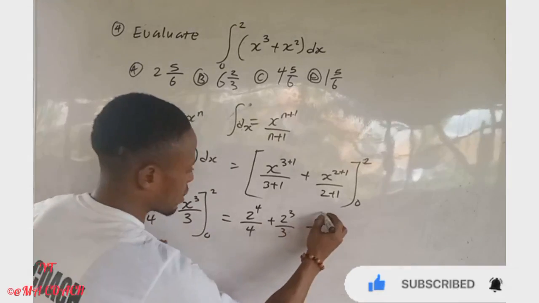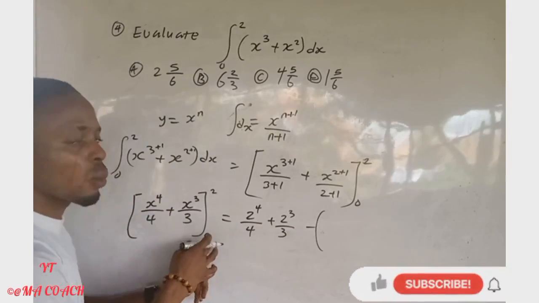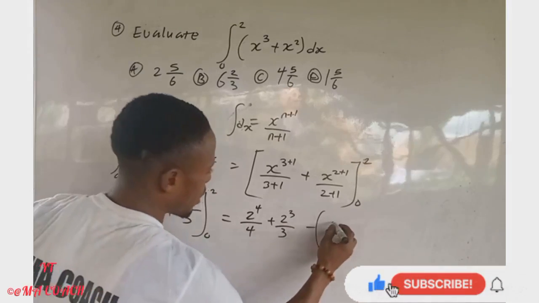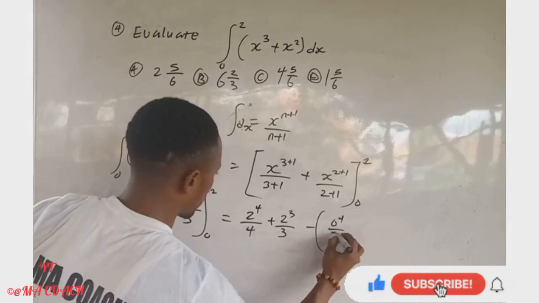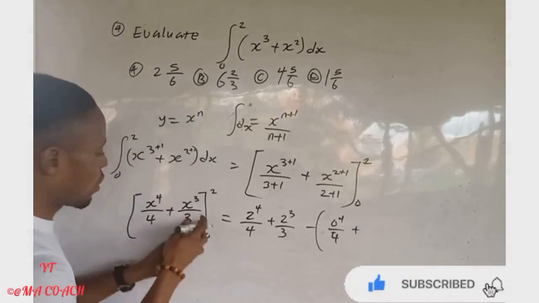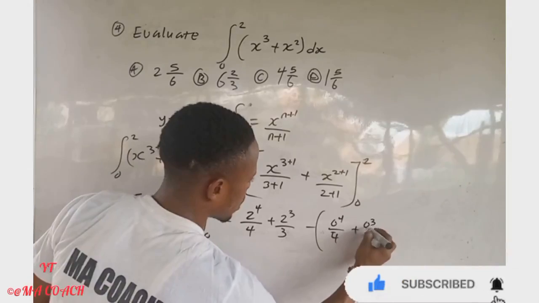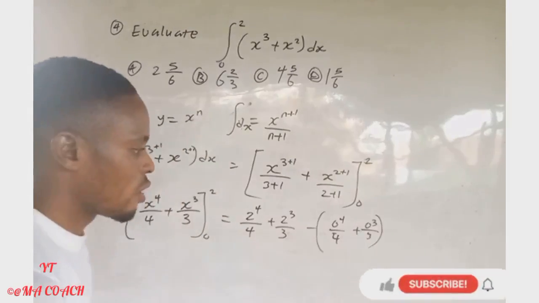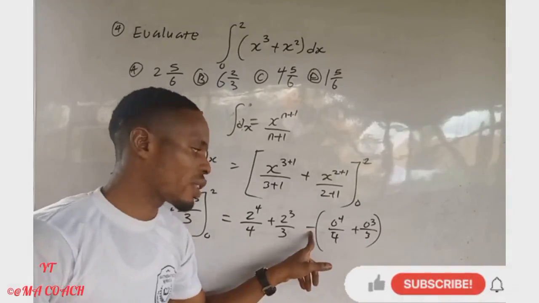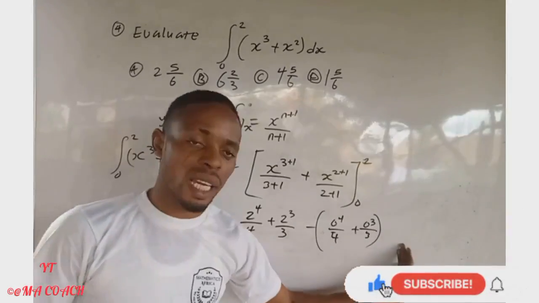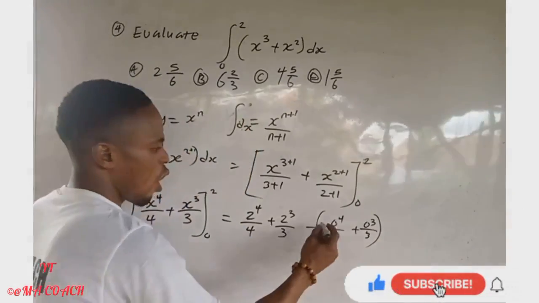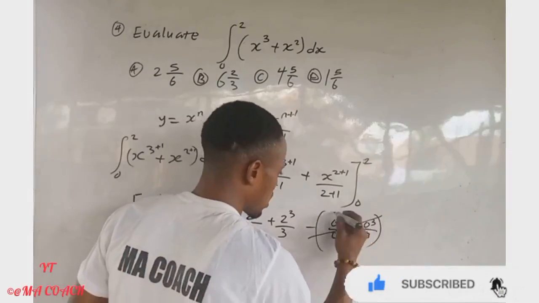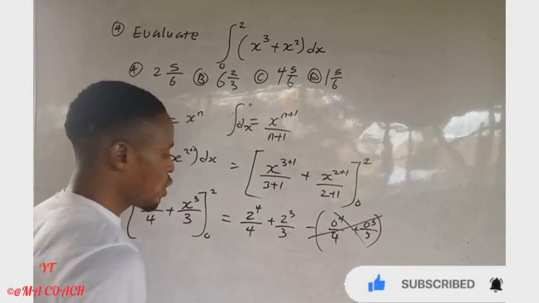So let's do the second part, when s is equal to 0. We put 0 here: 0^4 divided by 4 plus 0^3 divided by 3, in brackets. The reason I open brackets here is because the minus affects the whole bracket. Since 0^4 is 0, everything here is 0, so it cancels, and we are left with only the first part.